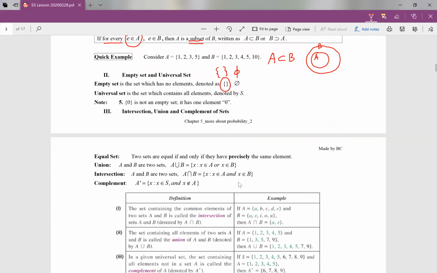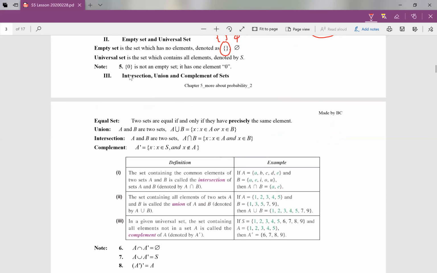Moving on. The next concept, intersection, union, and complement of sets. What are they? We consider these three as the operations that we can do within sets. But first, let's take a look at what is an equal set. Two sets are equal if and only if they have precisely the same element.